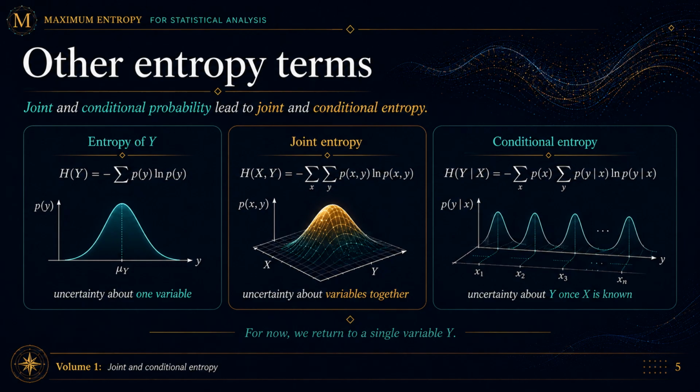Now, just briefly, we'll mention that there are other types of entropy. So we've been talking about the entropy of a single variable, y, but if we were considering multiple variables, then we could discuss their joint entropy. Just as we have a probability of y and an entropy of y, we have joint probabilities and conditional probabilities, and they correspond to joint entropies and conditional entropies. We will return to this in later videos, but just to flag why this is relevant.